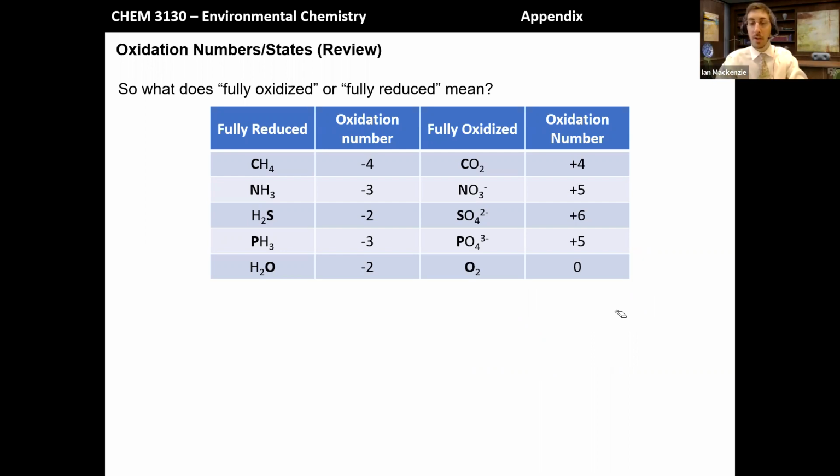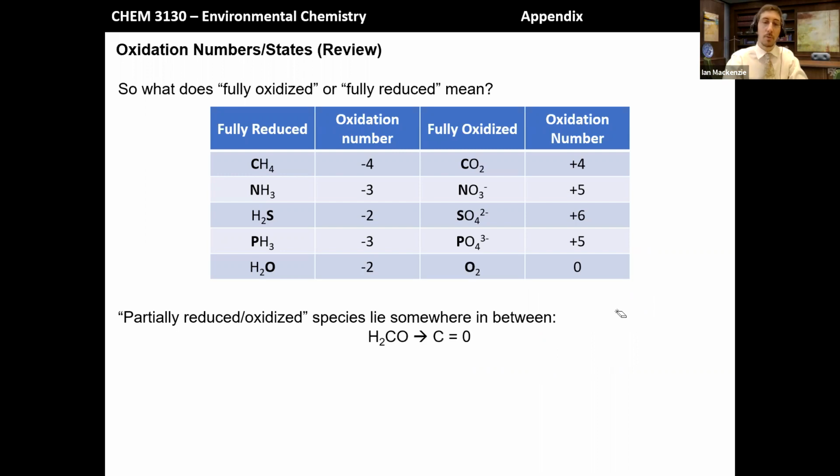That's what we mean. Maybe another example or examples of partially reduced elements will be helpful. So partially reduced or oxidized species simply lie somewhere in between. For example, formaldehyde here, we can calculate this. Each hydrogen is +1, oxygen is -2, so carbon actually ends up having an oxidation number of 0 in this case. So it's in between its range of -4 to +4.